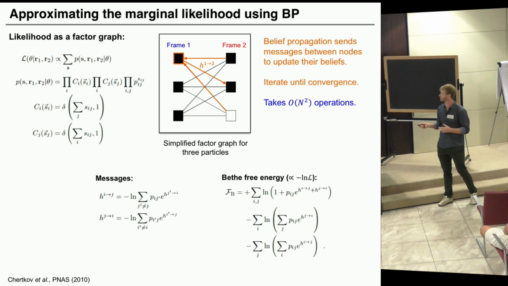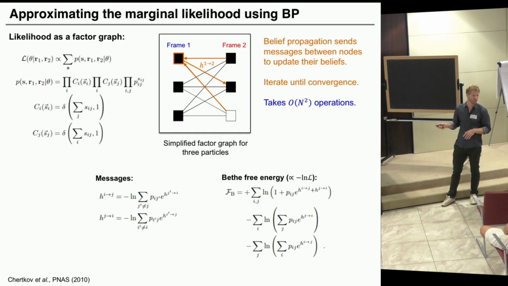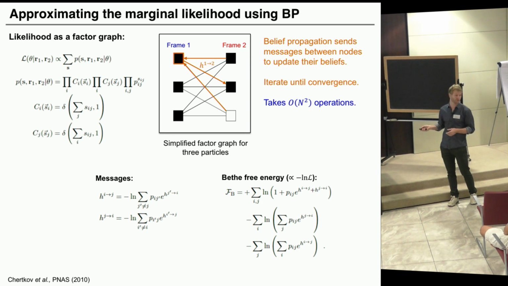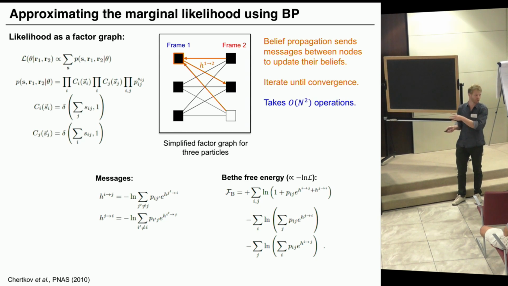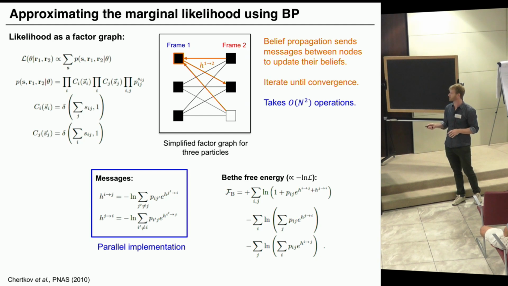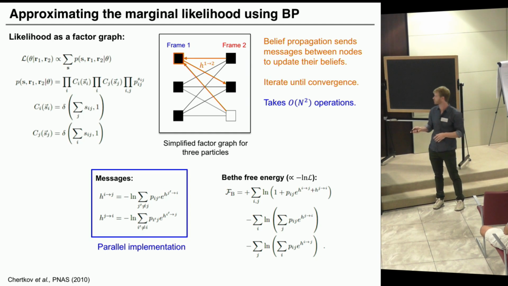And then the minus log likelihood is equal to the Bethe approximation to the free energy. So it is the free energy, and we use the Bethe approximation. This is not completely rigorous, it's an approximation, but it works very well in practice. And the nice thing is that we can implement this in a parallel way, because this is basically just matrix multiplication.